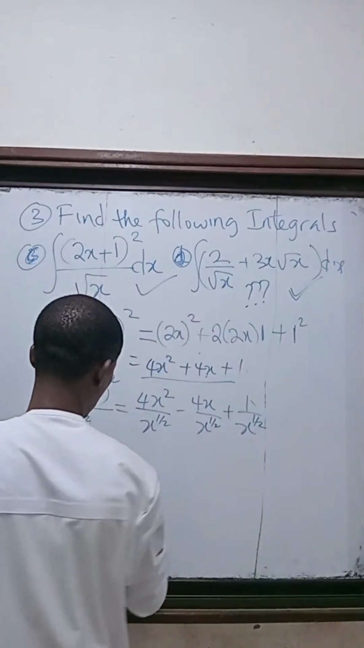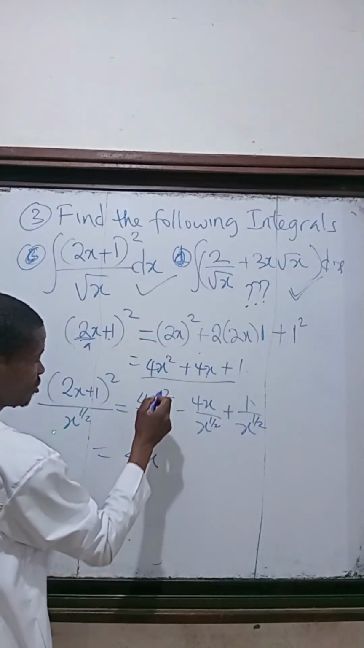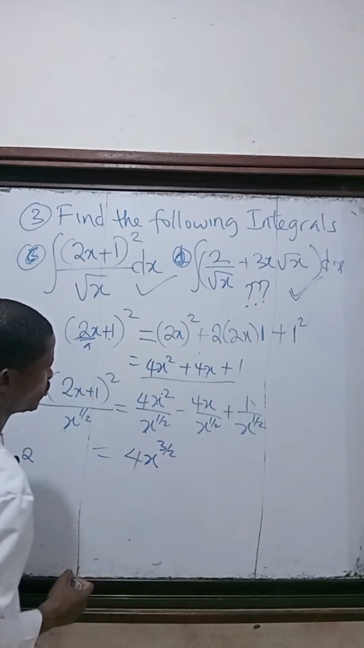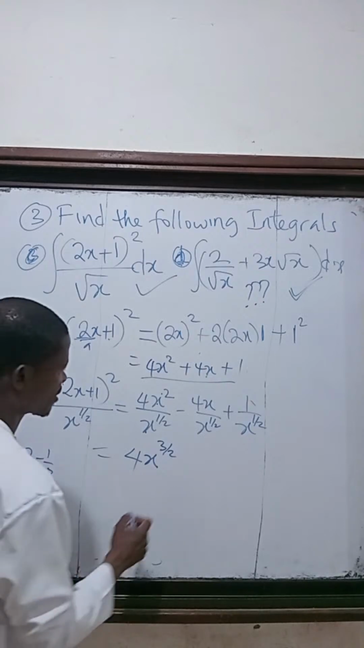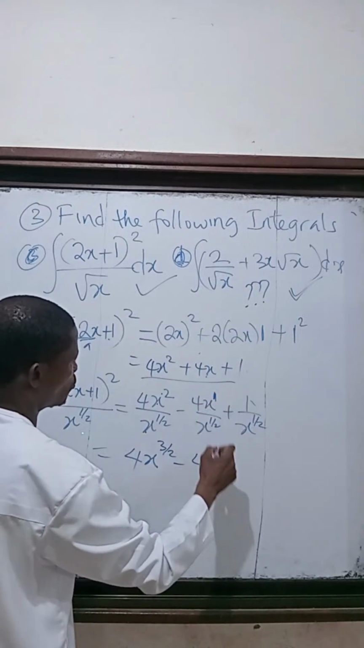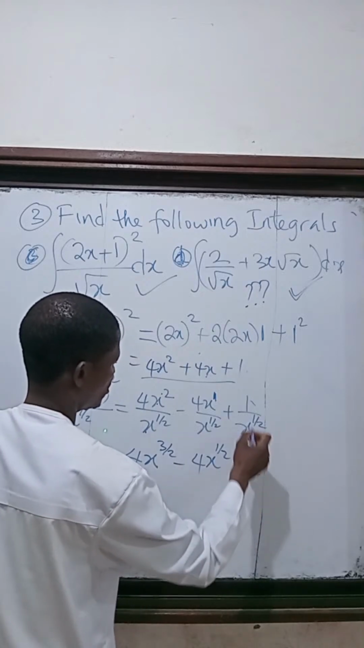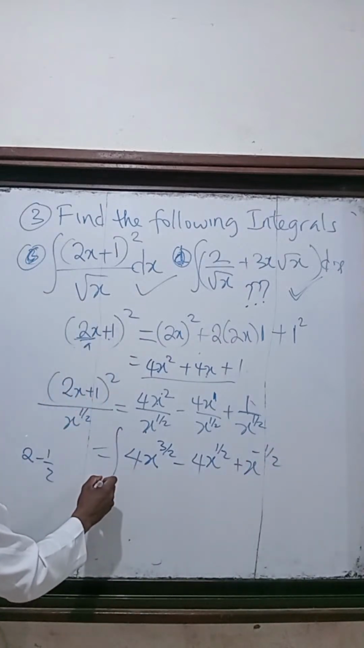Then we can now have the base the same. We are dividing, so we subtract the power. That will be 2 minus what? 2 minus half, that should be 1.5, which will be 3 over 2. Yeah, correct. Then minus 4. This is power 1, that's x, 1 minus half, that's half. And then plus what? Plus x to the power what? Remove this 1 over, which is minus half. Okay. Now put your integral sign.